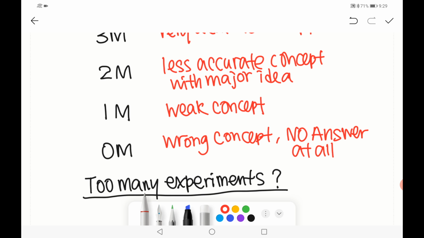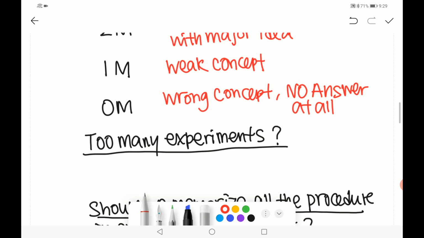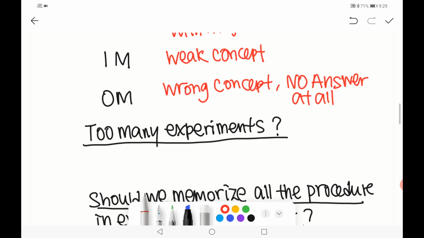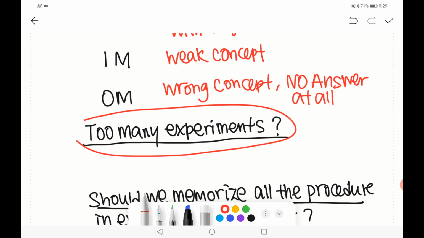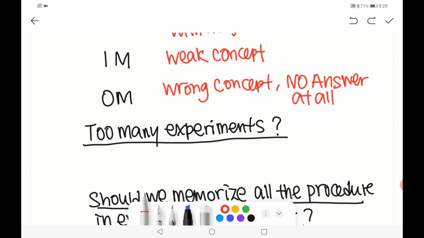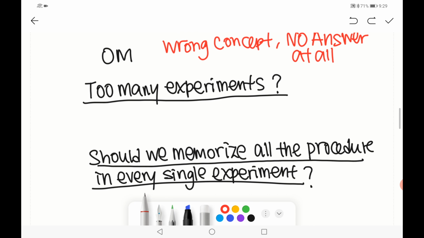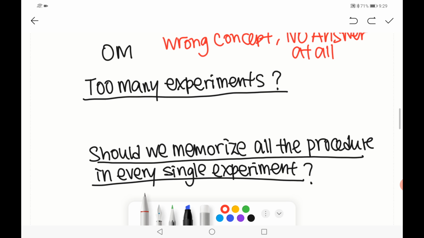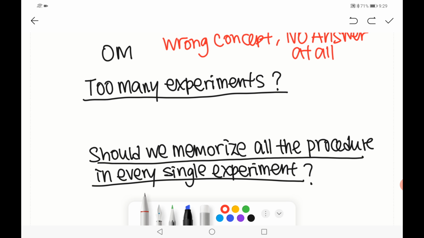Now I would like to give you a rough outline before we discuss in detail. Many people complain that there are too many experiments in chemistry. Not only chemistry, including your physics and also your bio. So should you memorize all the experiments, the procedure in every single experiment? Let's answer these 2 questions.